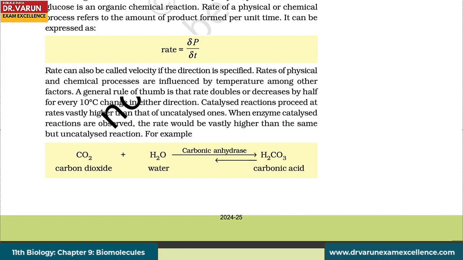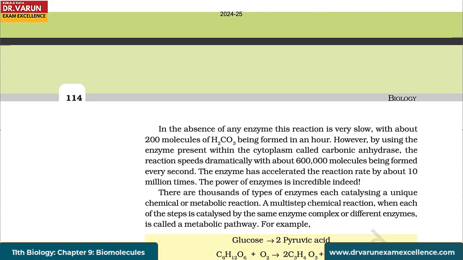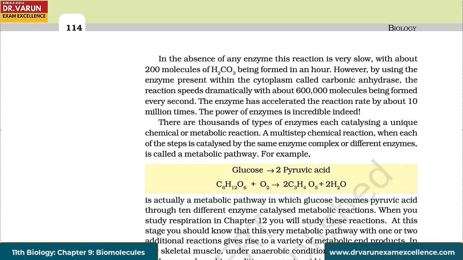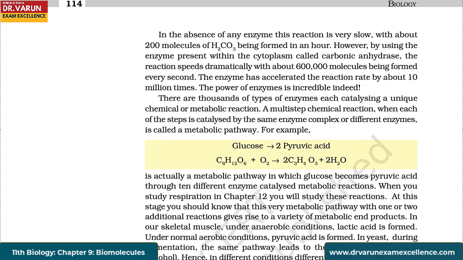For example, carbon dioxide and water becoming carbonic acid or vice versa in the presence of the enzyme carbonic anhydrase. In the absence of any enzyme, this reaction is very slow, with about 200 molecules of carbonic acid being formed in an hour. However, by using the enzyme present within the cytoplasm called carbonic anhydrase, the reaction speeds dramatically with about 600,000 molecules being formed every second. The enzyme has accelerated the reaction rate by about 10 million times. The power of enzymes is incredible indeed. There are thousands of types of enzymes, each catalyzing a unique chemical or metabolic reaction.